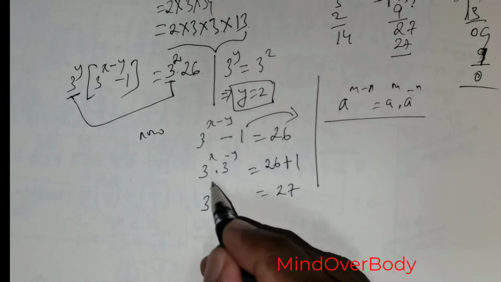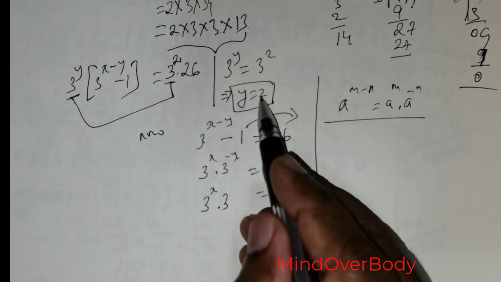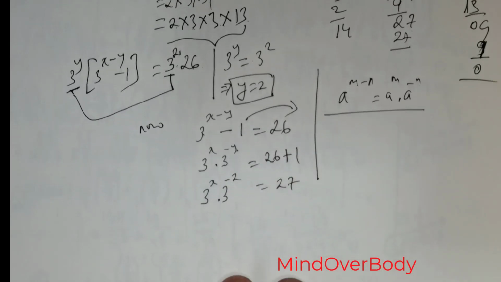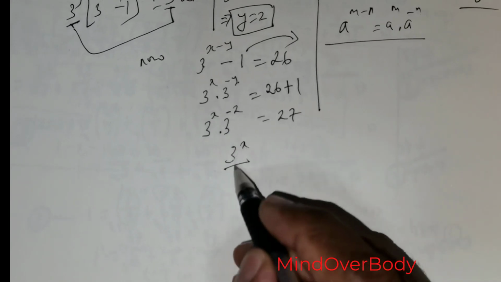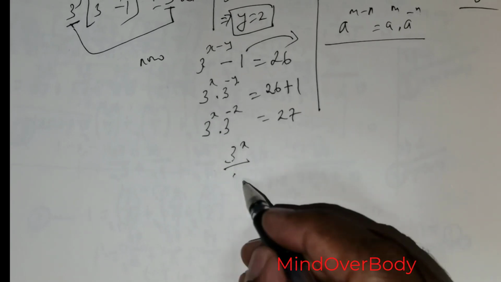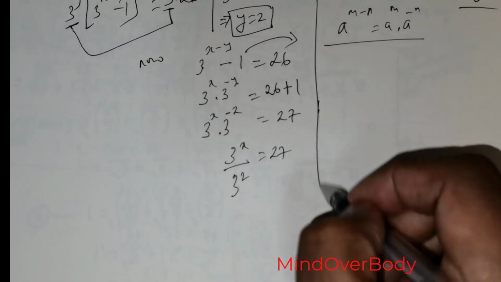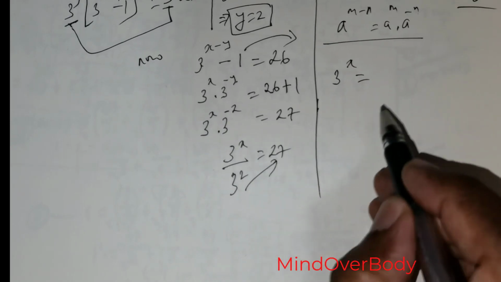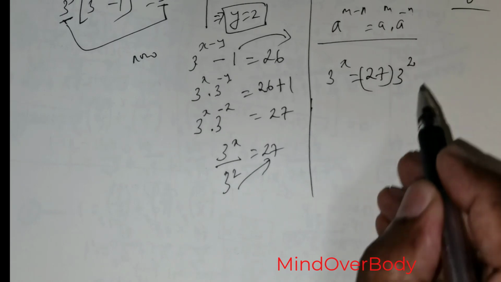And here you get 3 raised to the power of x times 3 raised to the power of, now y value is positive 2, but you got a negative sign, so you place the value there in this fashion. Now you can bring it down. So 3 raised to the power of x divided by 3 squared, that's going to be positive there, and 27. So let me use this part of the page. So 3 raised to the power of x is equal to, I cross multiply, I get 27 times 3 raised to the power of 2.